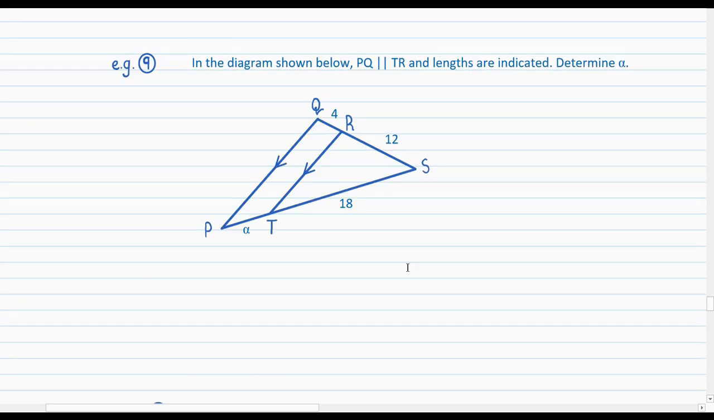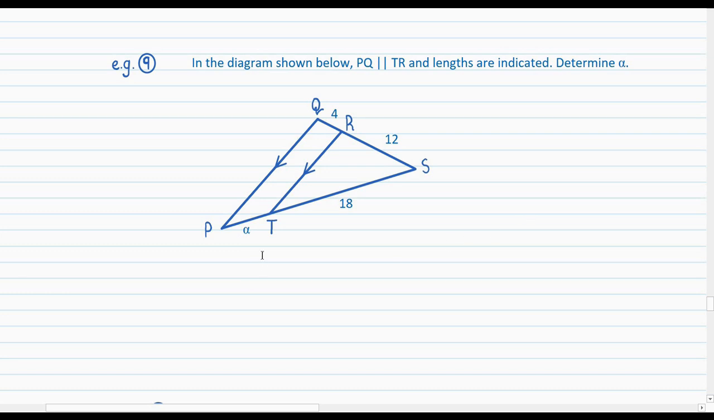In the diagram shown below, PQ is parallel to TR, and the lengths are as indicated in the diagram. So side QR has a length of 4 units, line RS has a length of 12 units, line TS has a length of 18 units, and line PT has a length of alpha. Then the question asks us to determine alpha.